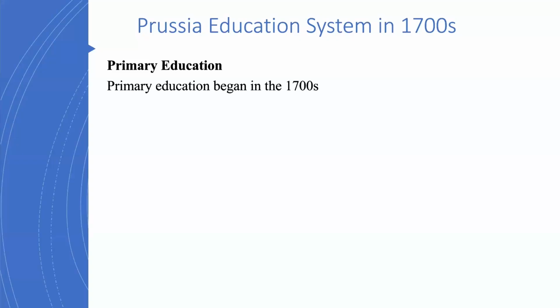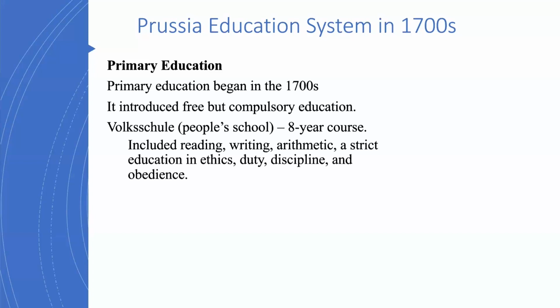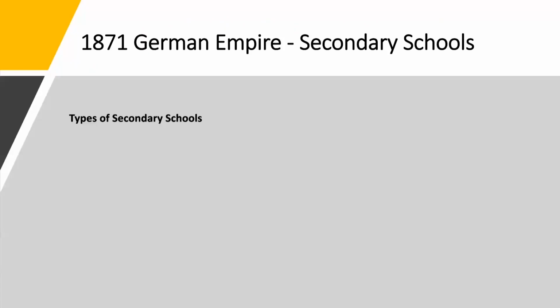Primary education. This began in the 1700s. It introduced free but compulsory education. The Volksschule, or people's school, was an 8-year course, including reading, writing, arithmetic, a strict education in ethics, duty, discipline, and obedience. Secondary education: 4 additional years of education available to the affluent families only.